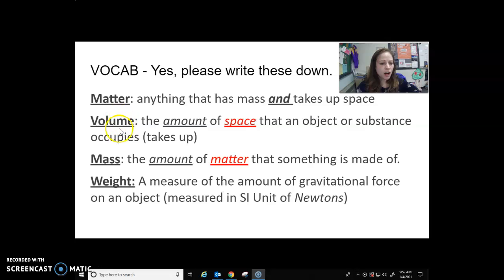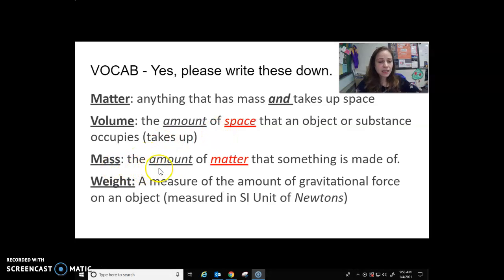Okay? Volume specifically is not related to sound this time. We're talking about the amount of space an object takes up. You've calculated this before with length, width, and height. There are ways to find the volume of an irregular object like this weird looking fossil rock. Okay? And we're going to do that once we come back to school.